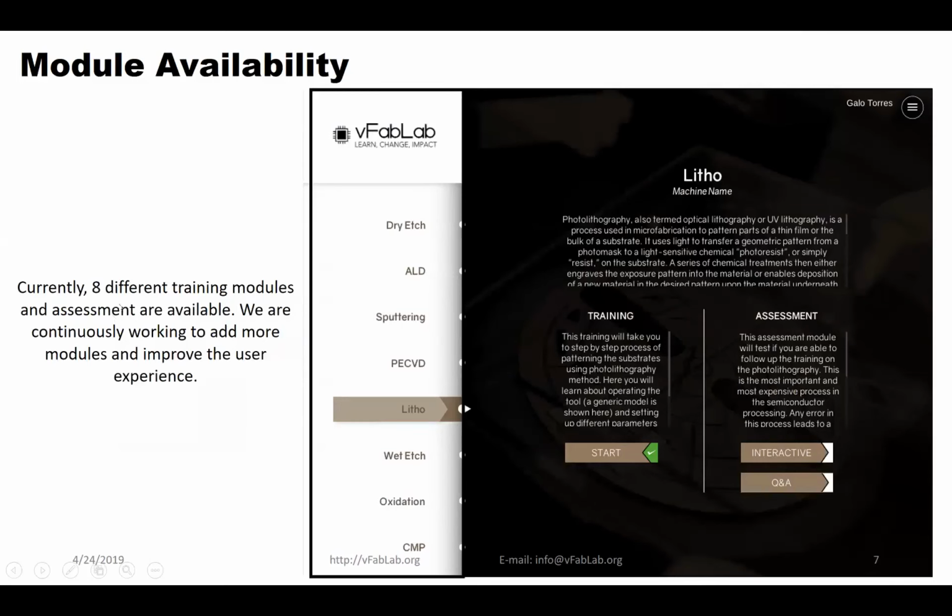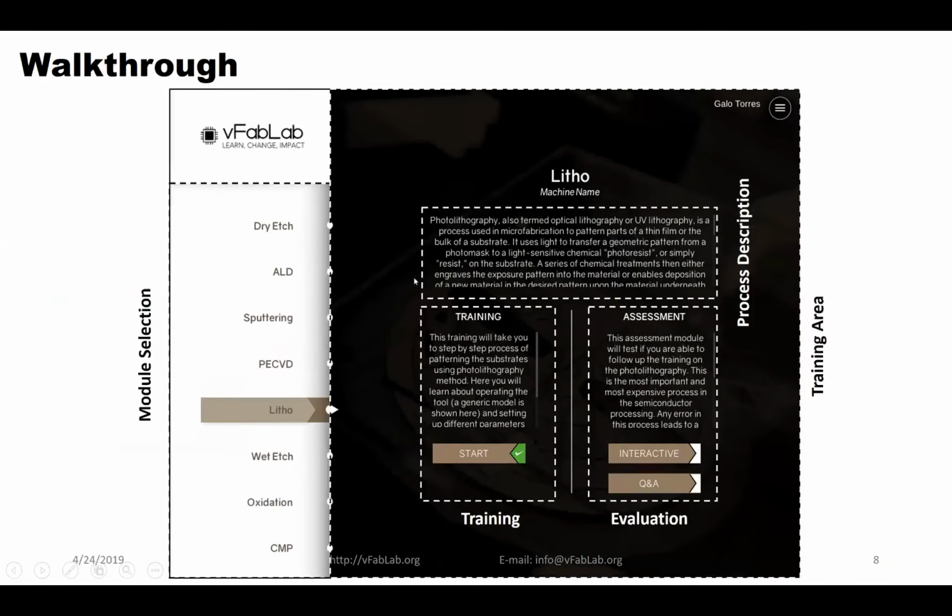Okay, so currently there are 8 different training modules and assessments available, which include the standard CMOS technology modules, the dry etch or reactive ion etching, ALD or atomic layer deposition, sputtering, which is popularly known as physical vapor deposition or PVD, plasma enhanced chemical vapor deposition or PECVD, lithography with etching, oxidation, and chemical mechanical polishing or CMP. So right now I will be walking you through the lithography module to start with.